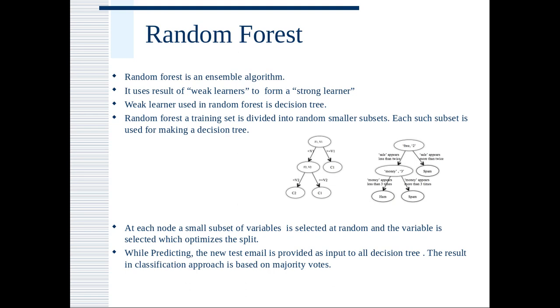Next is random forest. It is an ensemble algorithm, that is, it is made from a group of many weak learners. For random forest, the weak learner is a decision tree. For creation of a random forest, training data is divided into random smaller subsets, and each subset creates a decision tree. This picture represents the working of a decision tree. At each node, a decision is made based on the feature of that node, like if money appears more than 3 times, the email is spam, otherwise it is ham. Random forest uses the same decision model. Input data is fed to all the decision trees and the final classification is based on the majority vote.